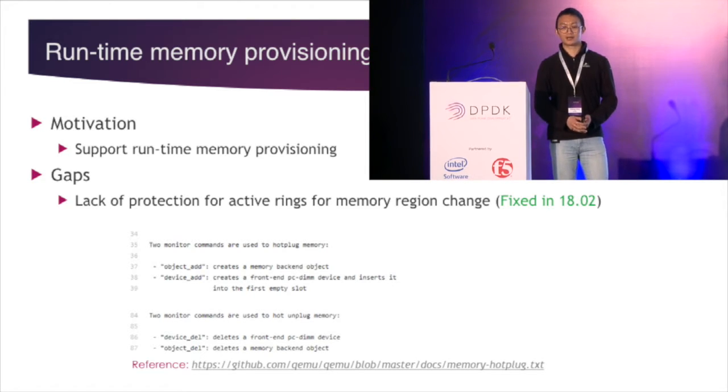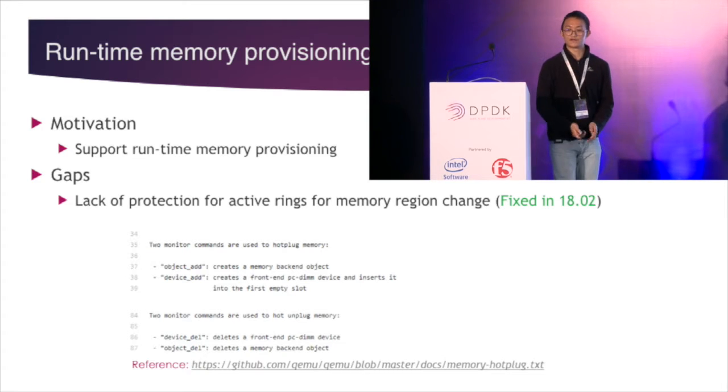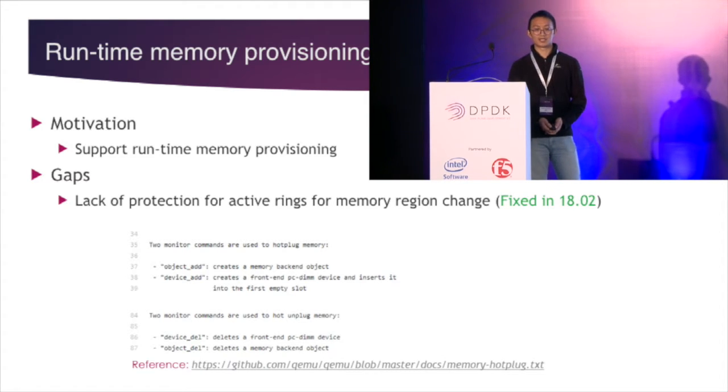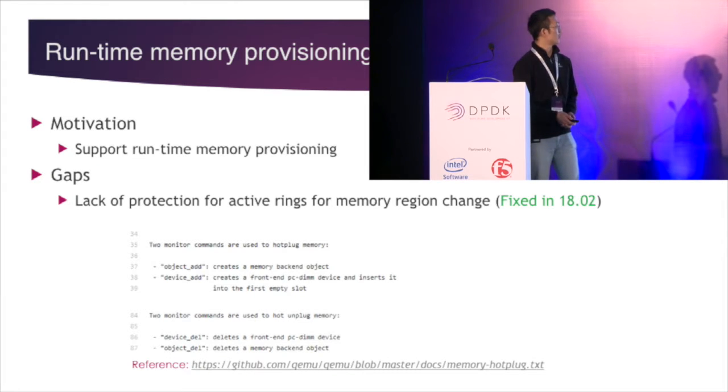But in the DPDK vhost backend, because there was no protection previously, when we unmap those memory regions, the other threads of the application might be accessing these regions, and it will be a segment fault. So now it has been fixed in 18.02. Right now, it can support runtime memory provisioning. Other than this, it actually fixed more problems, but this is one useful use case.